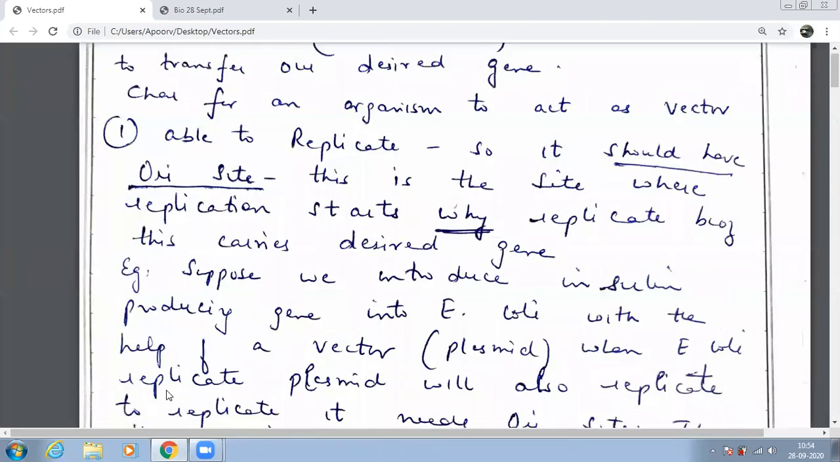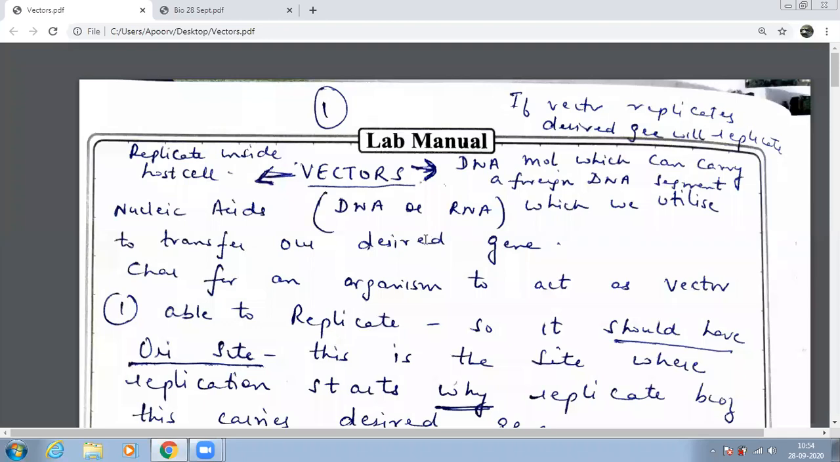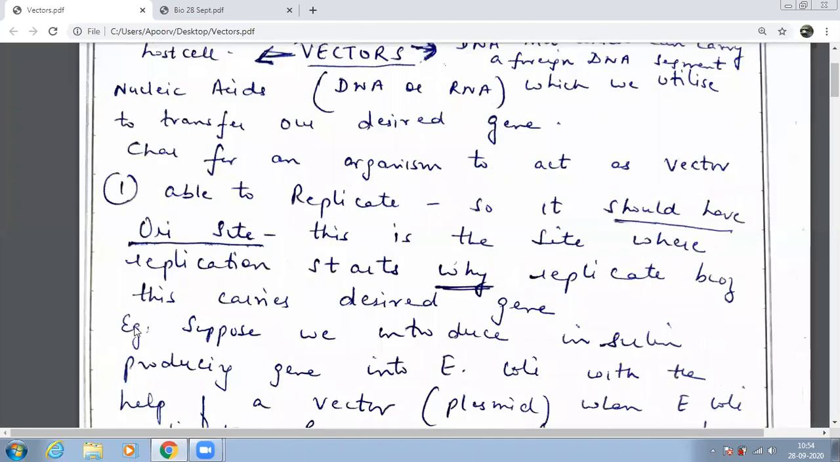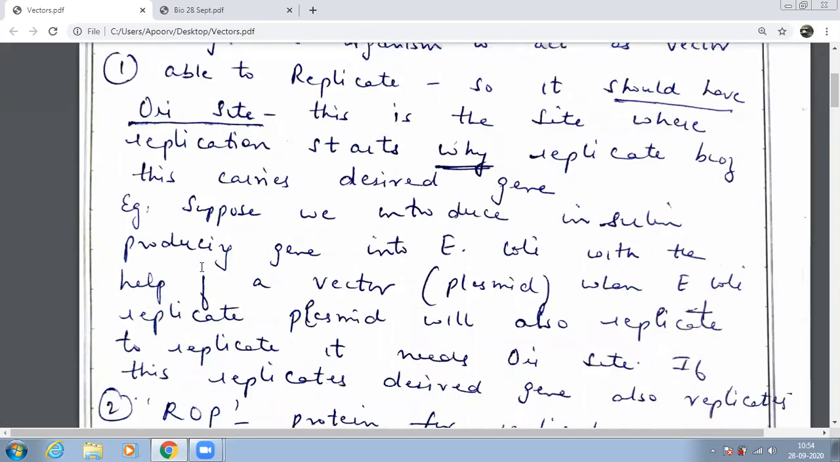We were doing vectors, children. Vectors are DNA or RNA, in most cases DNA molecules, which can carry a foreign DNA segment and can replicate inside a host cell. What qualities should a vector have? The first one, it should be able to replicate. For replication, it should have the ORI site.